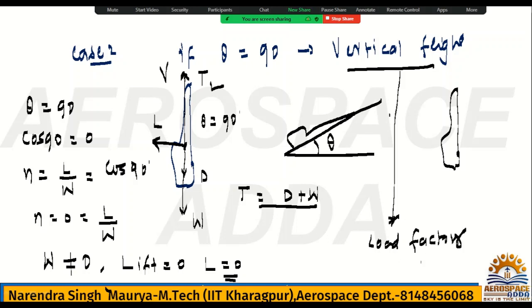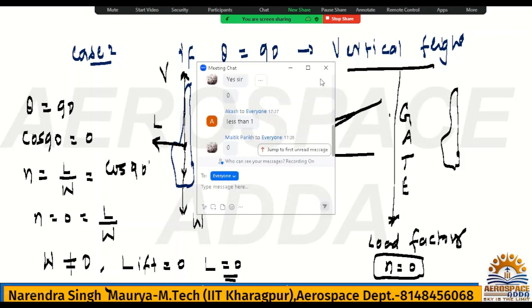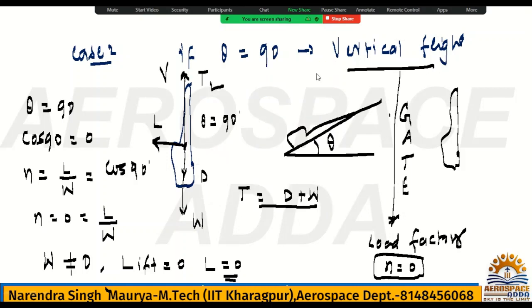Load factor means n, that will be 0. This is the GATE question. They have asked in GATE. Okay, this was the GATE question. They simply had asked for the vertical flight, what is the load factor? For the vertical flight, what is the load factor? It is not less than 0, it's exactly 0.